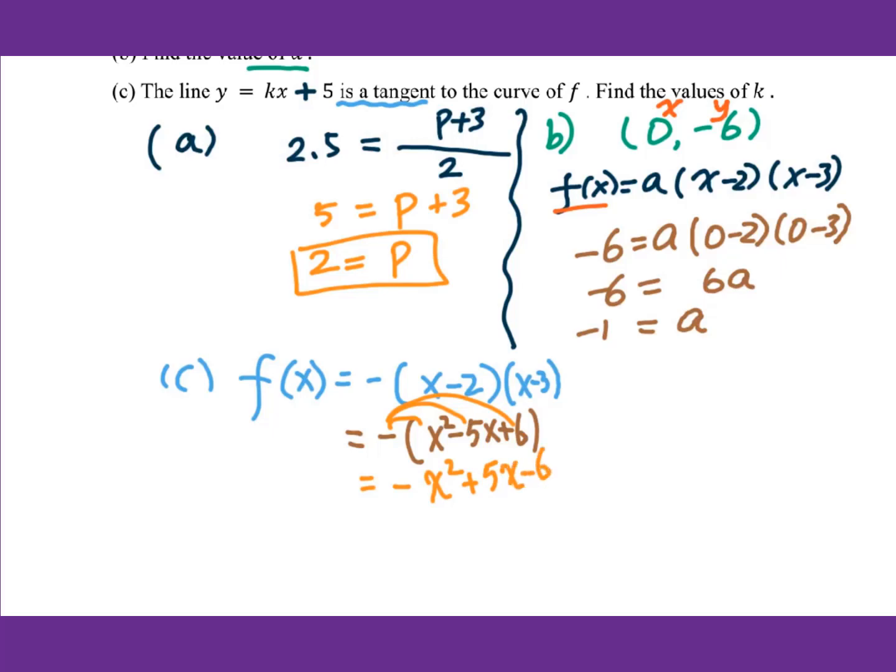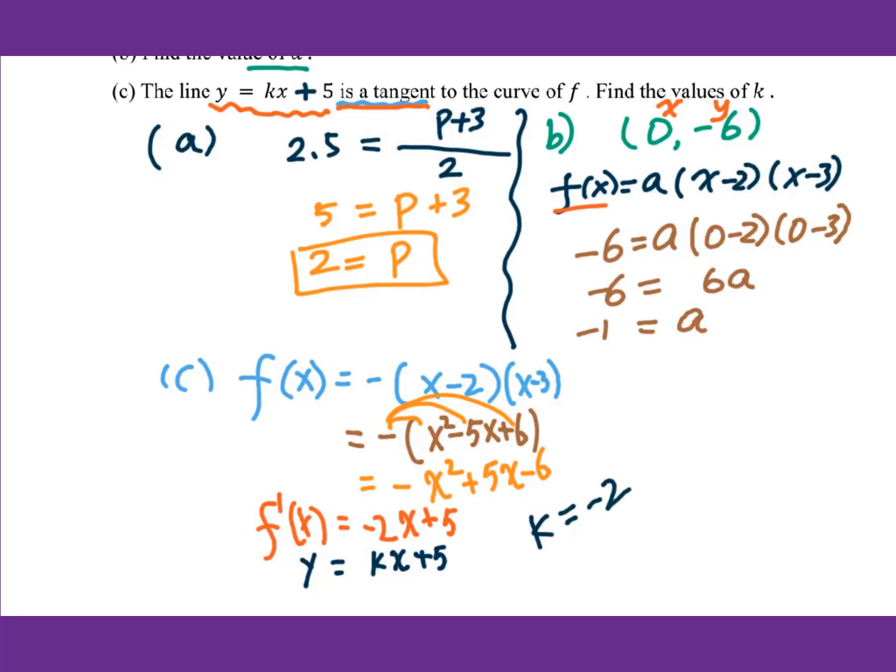You got negative x squared plus 5x minus 6. Since y equals kx plus 5 is a tangent line, we got to do derivative for this function. You will get negative 2x plus 5. Then compare, that is you have y equals kx plus 5. Then we know that k equals negative 2. That's the value of k, negative 2.